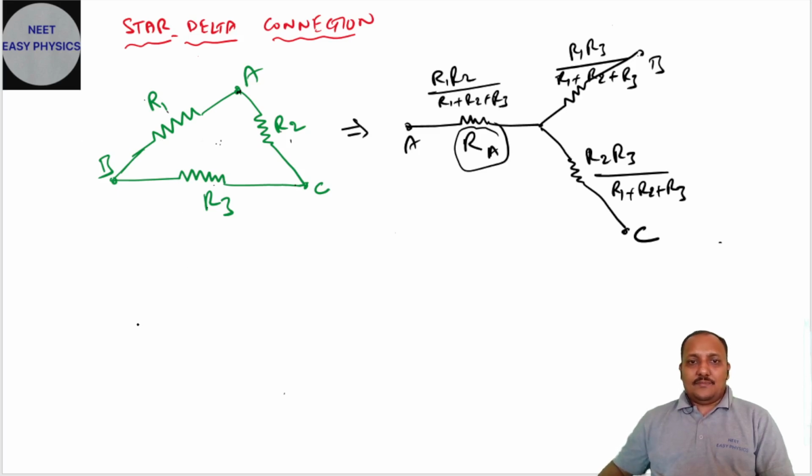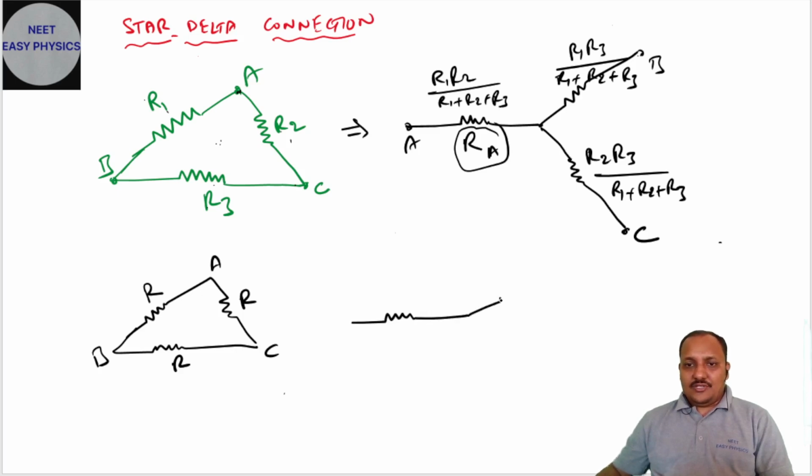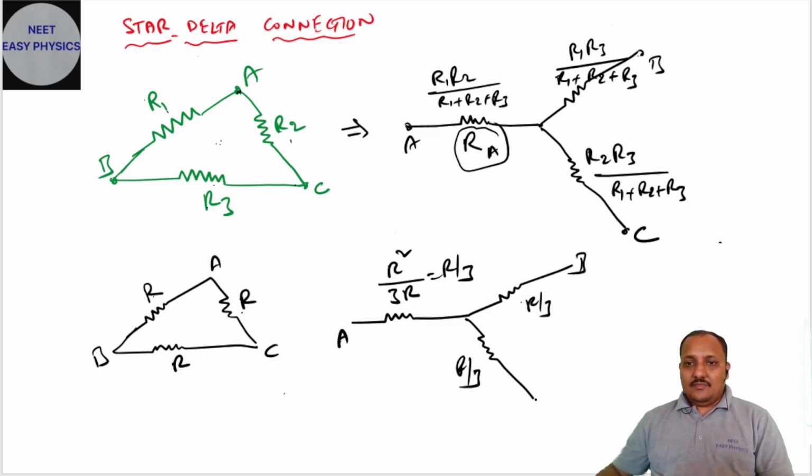If you want an example, let us say here are three resistors, each R, A, B, C. How is it going to be changed? If you want A, R into R by R square by 3R, that is going to be R by 3. This is also the same, therefore R by 3, R by 3. So it is going to be changed like this.